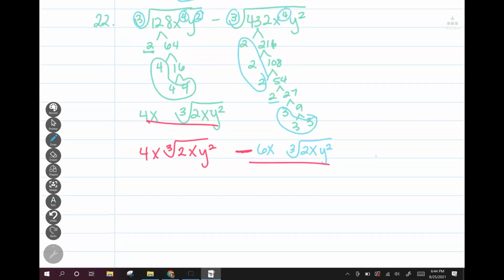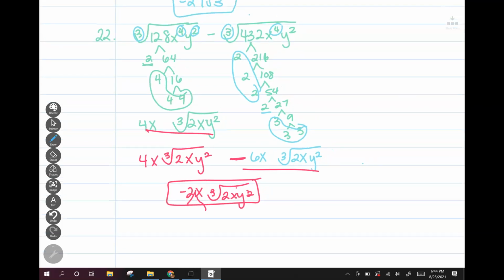Okay, notice that those are like terms. They both have the cube root of 2xy squared. So we're going to add the 2 coefficients. 4x minus 6x is negative 2x. Got cube root of 2xy squared. Okay, so add the 2 coefficients, keep the radical the same. Quite a bit of work on that one, but very doable. All right, next one, number 23.